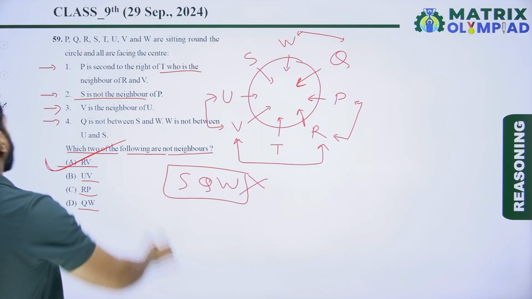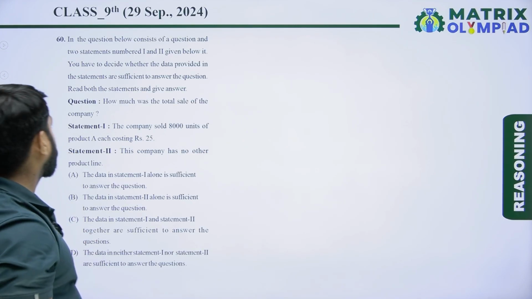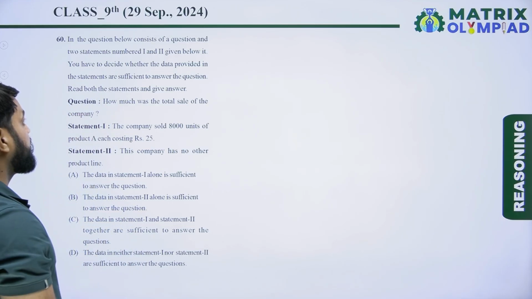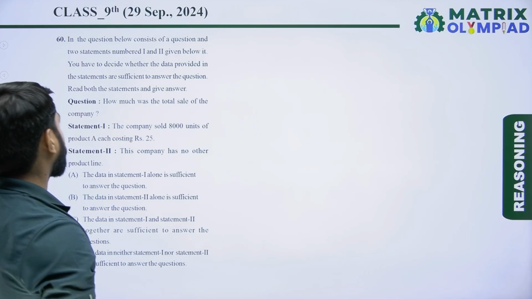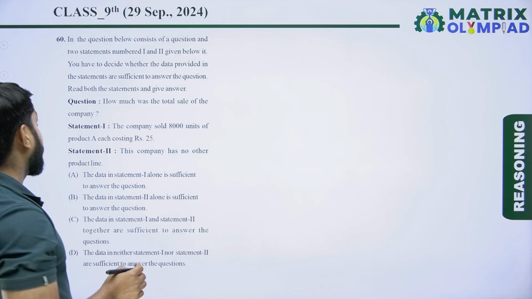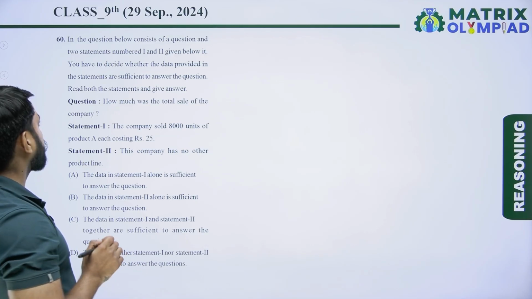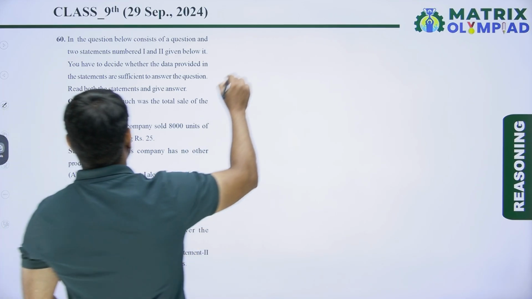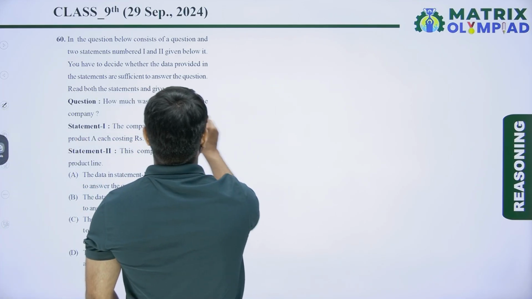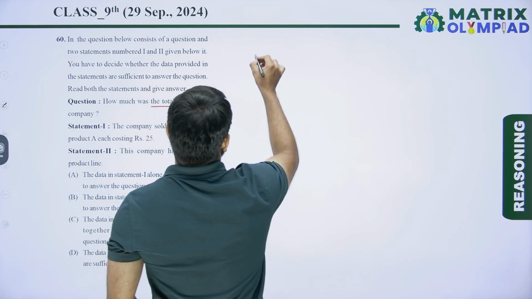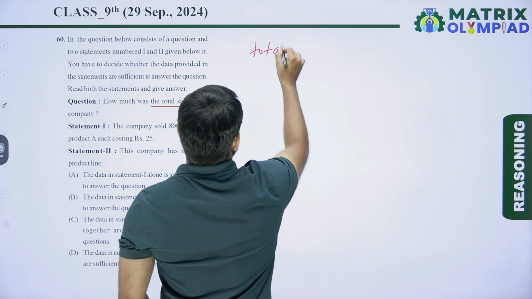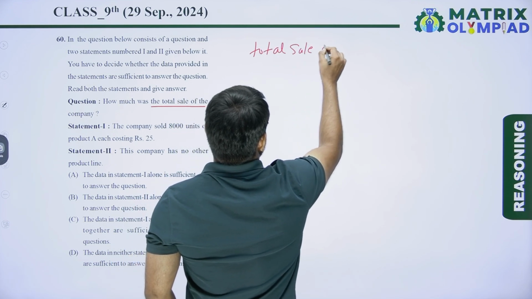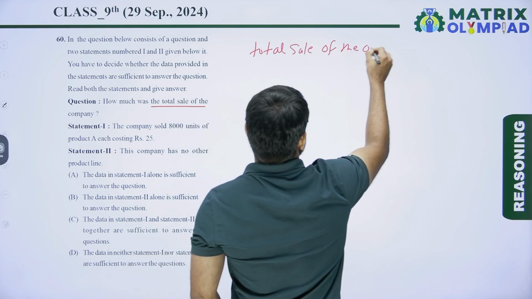So now let's move on to the next question. Now the next question is question number 60. The question below consists of a question and two statements, number 1 and 2, given below it. You have to decide whether the data provided in the statements are sufficient to answer the question. Read both the statements and give the answer. So now the question is, how much was the total sale of the company? Find the total sale of the company.